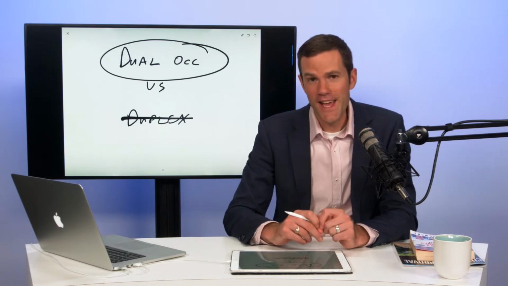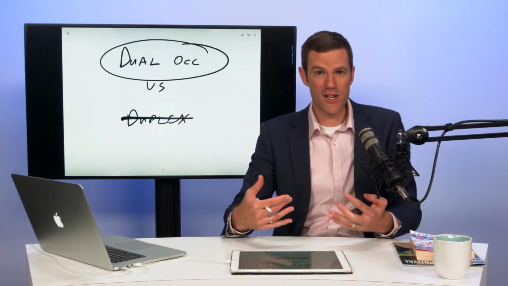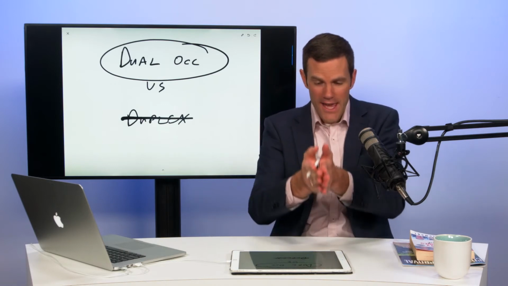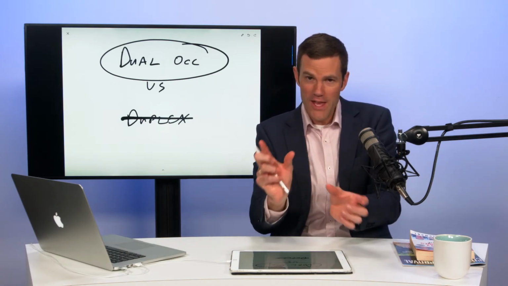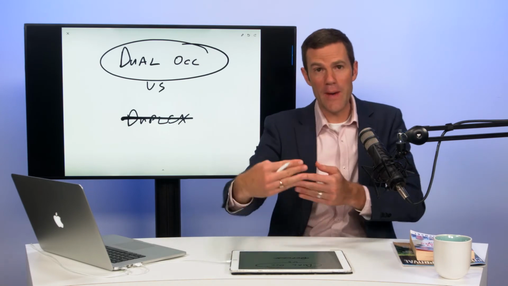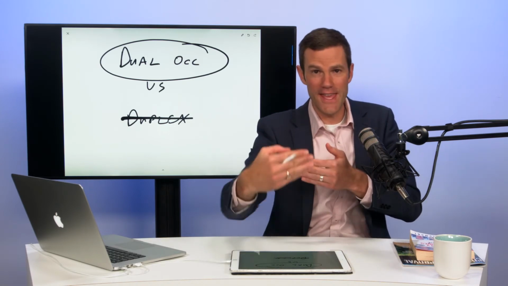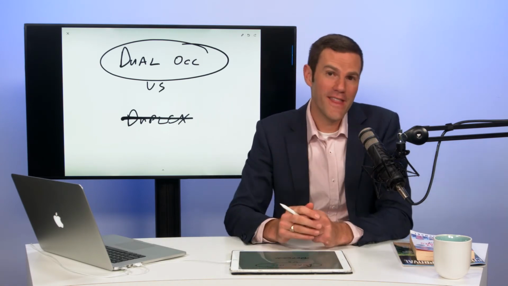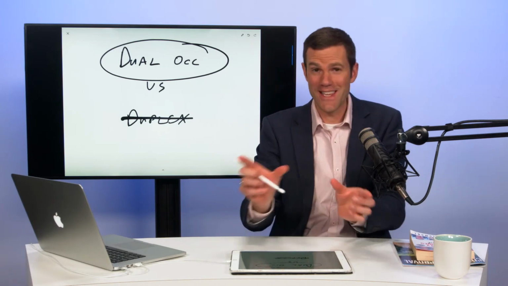A dual occupancy can be attached or detached. So it can have a common wall. It can run kind of to the street and you both have front doors to the street, or it can be back to back, where there's one behind the other and they're attached. Also, then there's detached dual occupancies where they're actually separated.